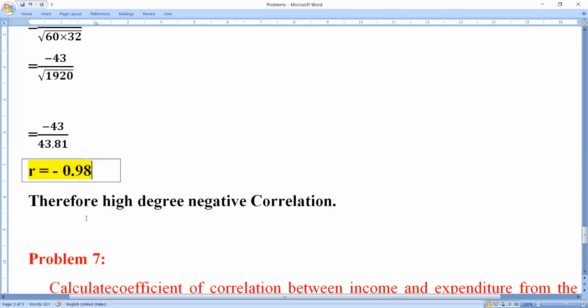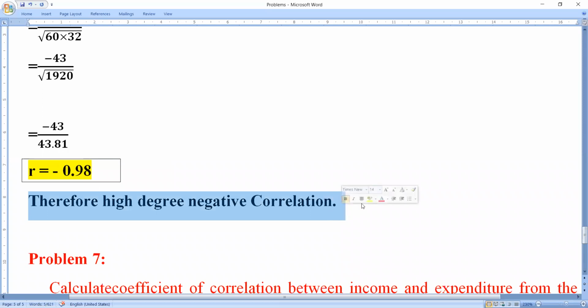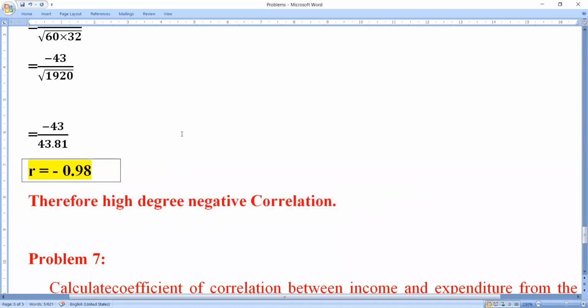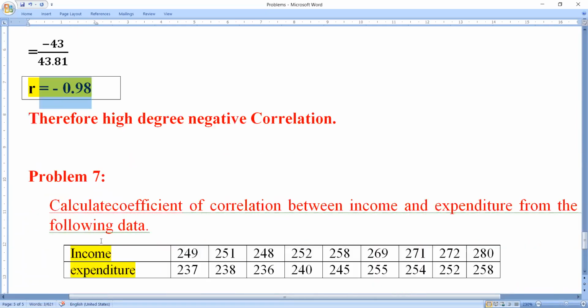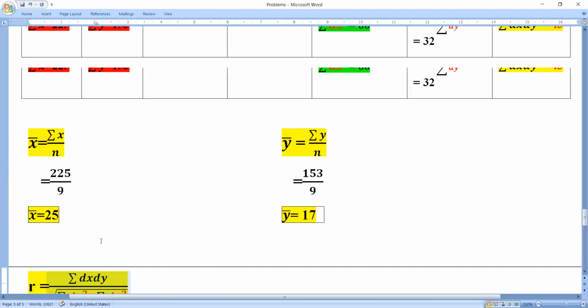You should see in the table, the interpretation column, what comment we have given here. The comment is: high degree negative correlation. Why? Because the value here is negative. Therefore, it is a negative relationship between the two data sets. This is about the sixth problem.